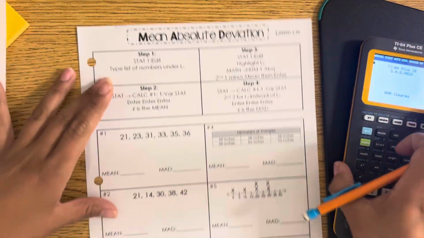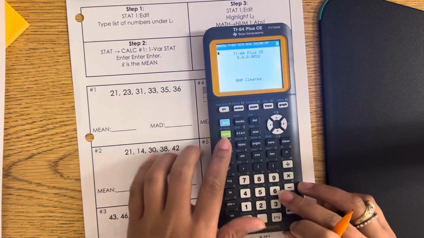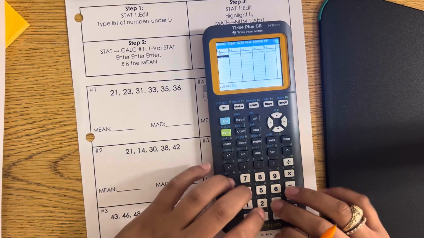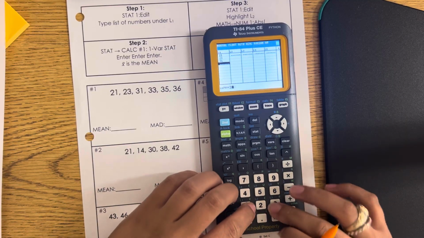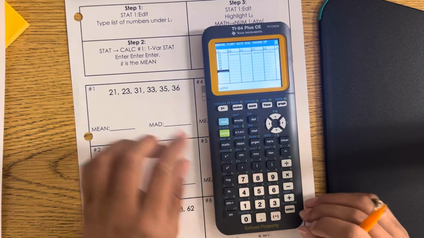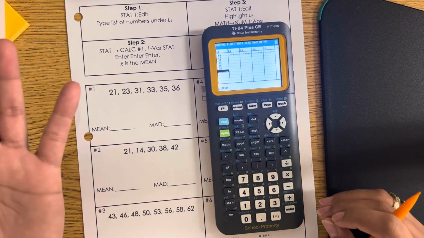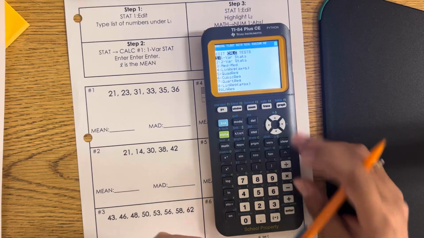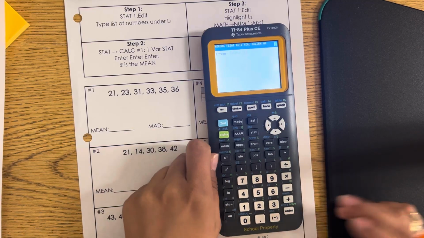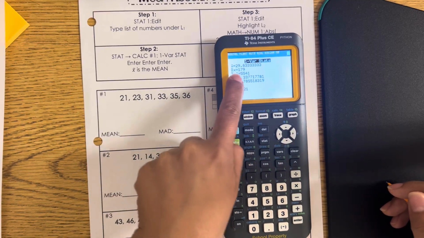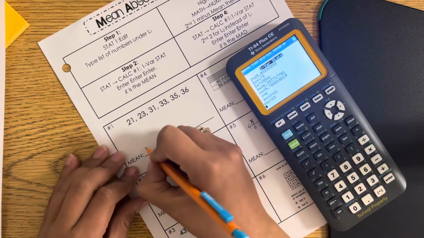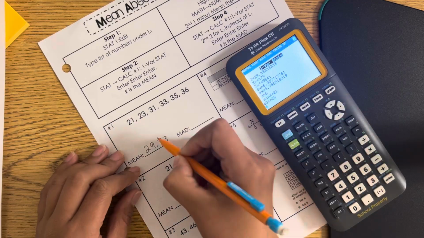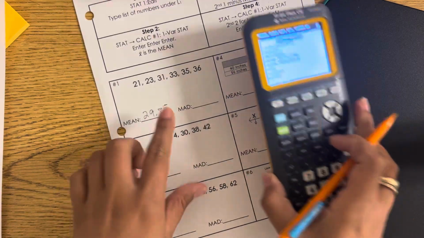Starting with number 1, we're going to go to Stat, Edit. We're going to type these values in. Remember, you type each one in and hit Enter to get it on the table. If you mess up typing them in, you mess up the whole question, so be careful. We're going to go to Stat, to the right for Calc, number 1, and hit Enter 3 times. So what we've asked our calculator to do is find the mean, which was technically a 7th grade skill. Because it's repeating, we're going to show that by putting a line over the 3.